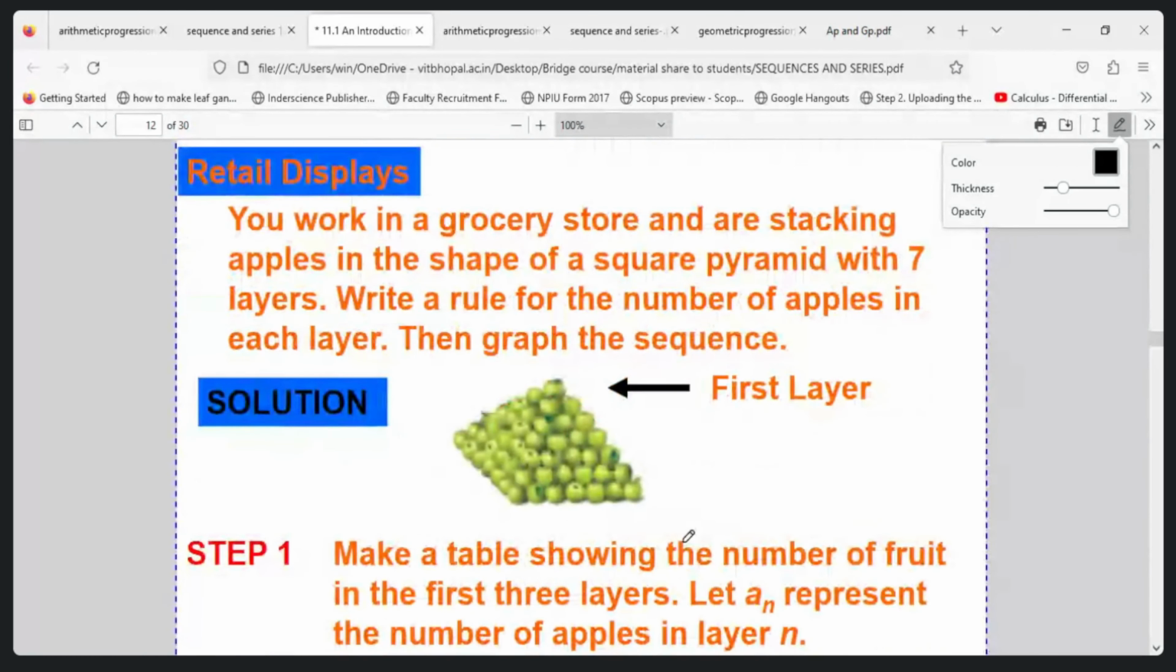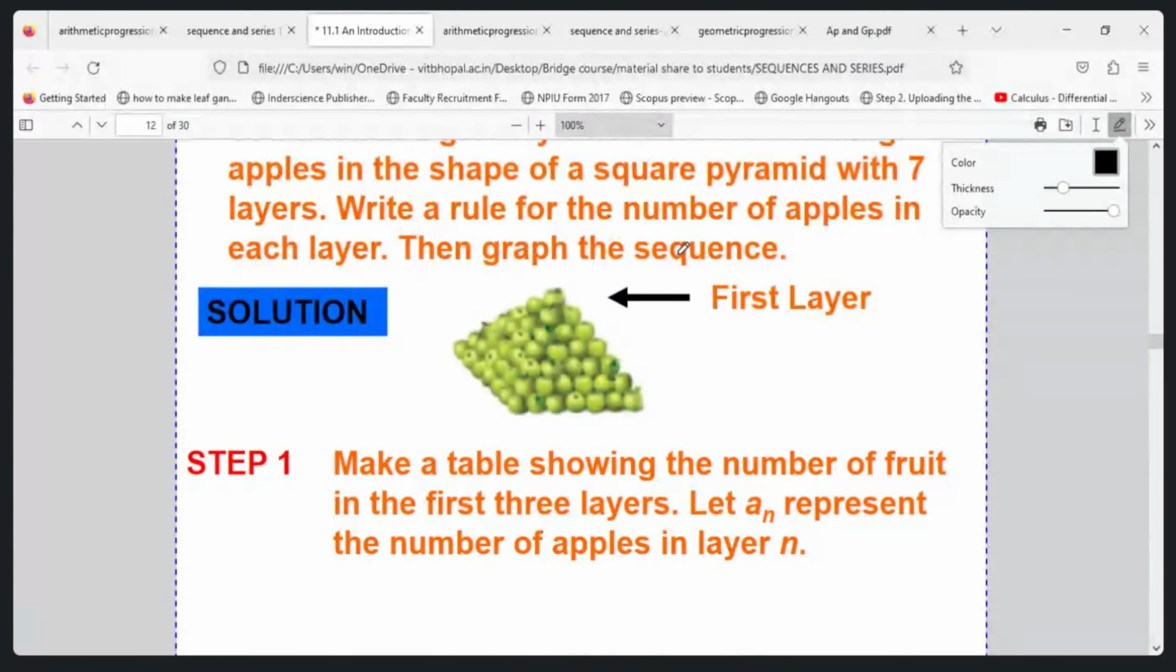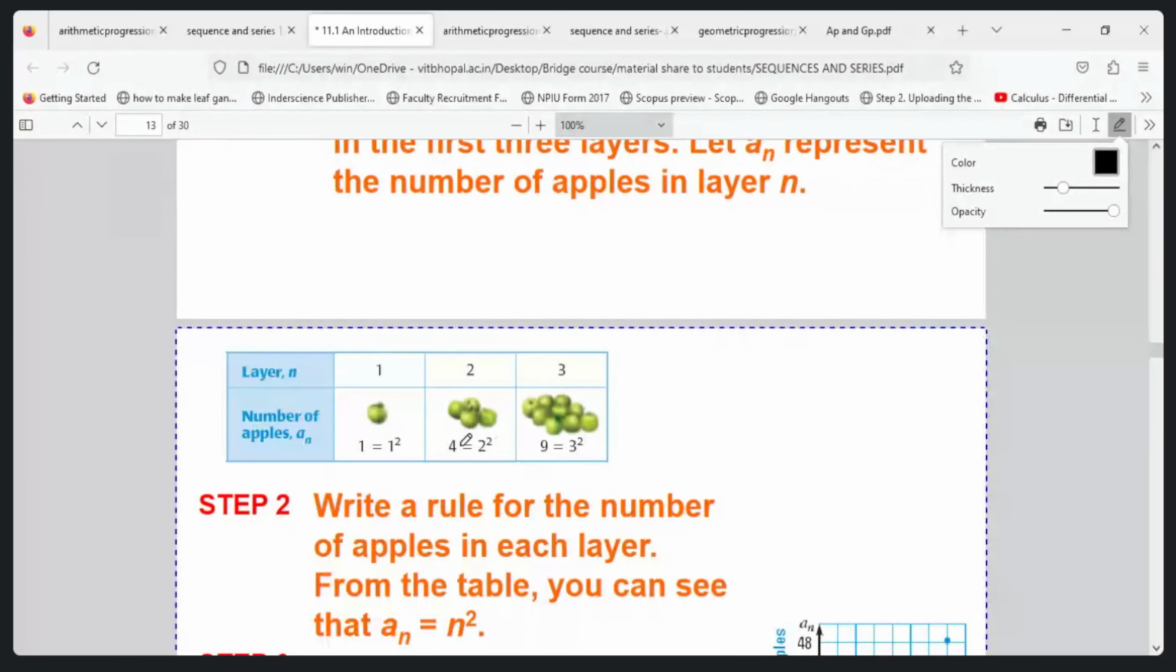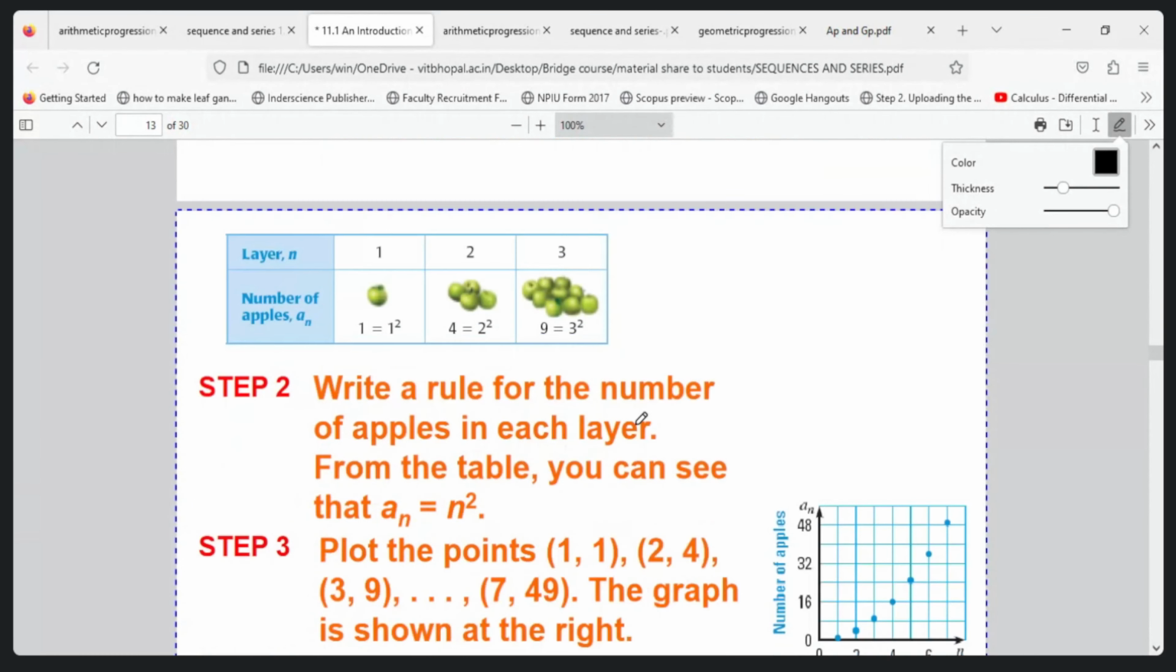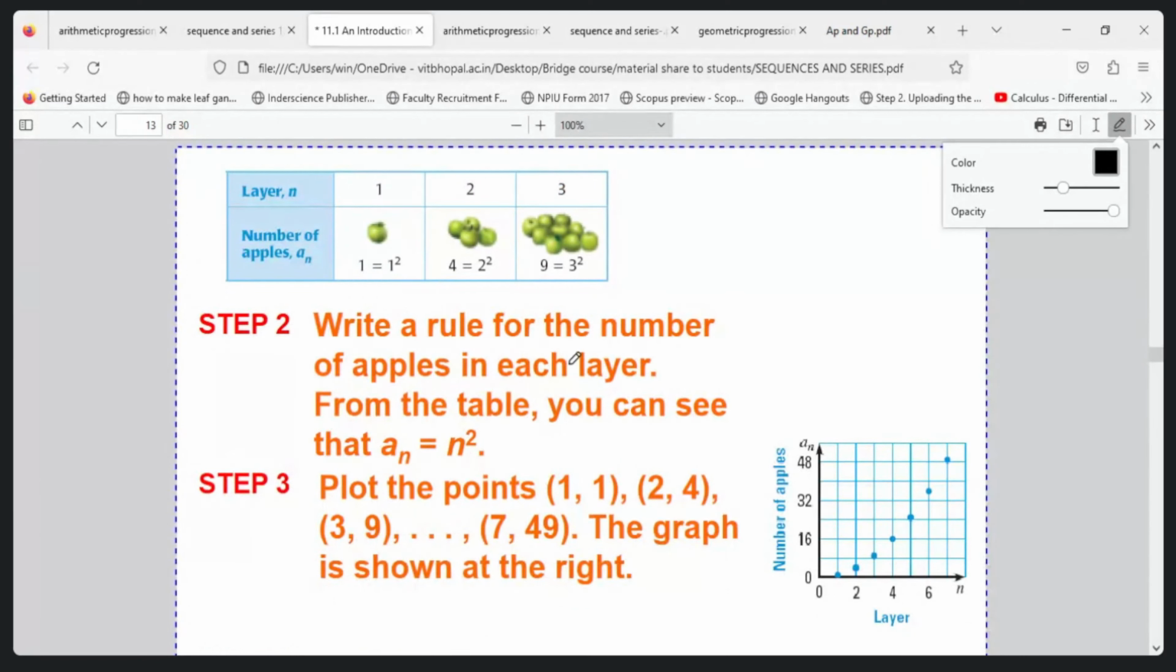Now I am telling you about a real life example. You work in a grocery store and are stacking apples in the shape of a square pyramid with 7 layers. Write a rule for the number of apples in each layer, then graph the sequence. Make a table showing the number of fruits in the first 3 layers. Let a_n represent the number of apples in layer n. So 1 squared, then 2 squared, then 3 squared. From the table, you can see a_n equals n squared. That means 1,1; 2,4; 3,9; up to 7,49. The graph shows that.